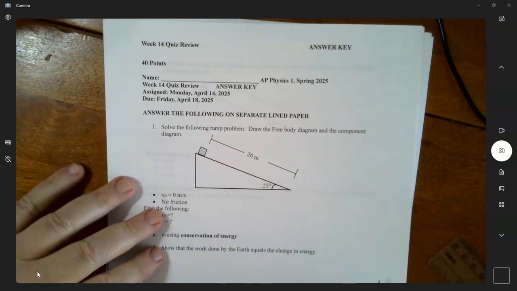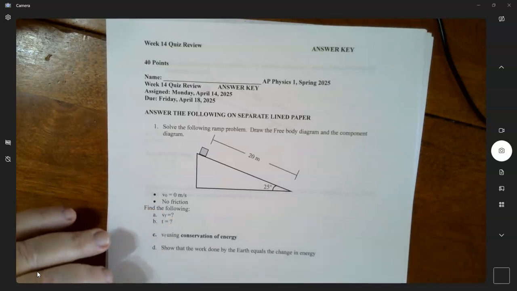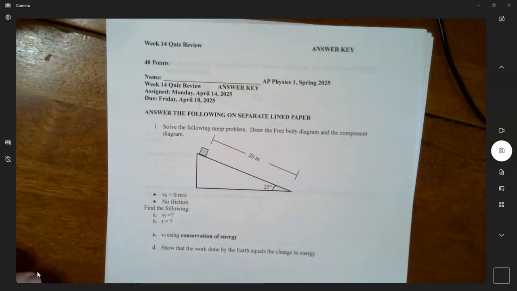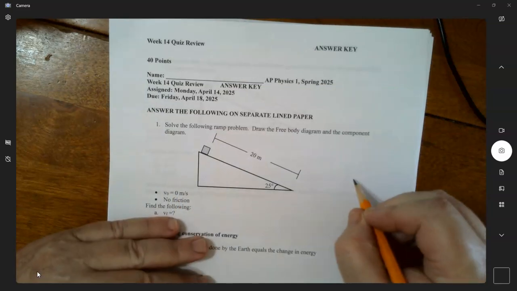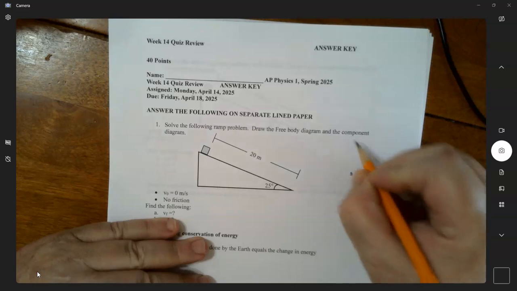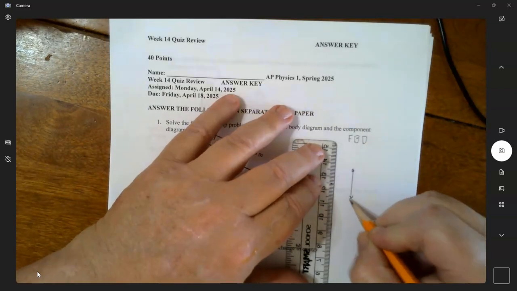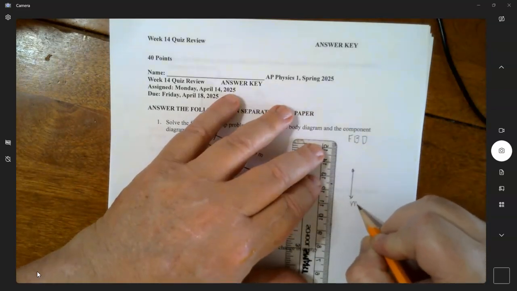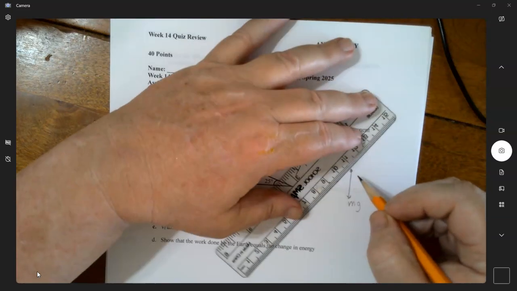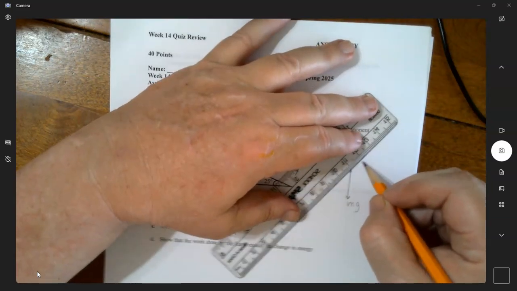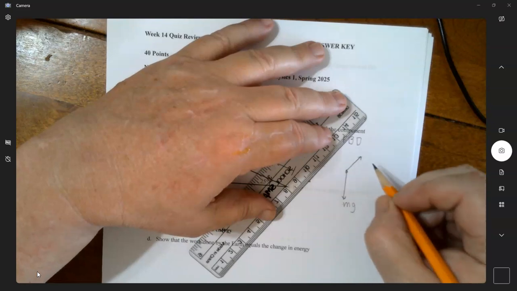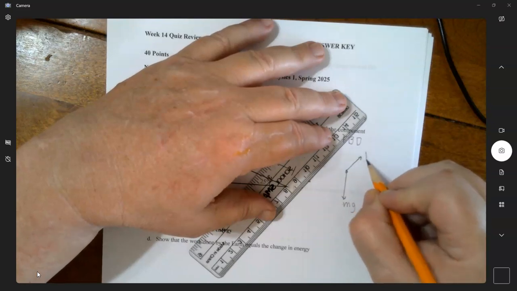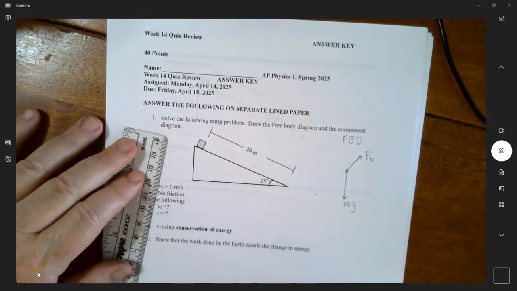The first is a basic ramp problem. You can see what you're given there. There's no friction involved and there's no initial velocity. So we'll draw a free body diagram, FBD. The action force is the weight, the force of gravity. And the one reaction force that we're showing here, since there's no friction, is the normal force, perpendicular to the surface of the ramp.